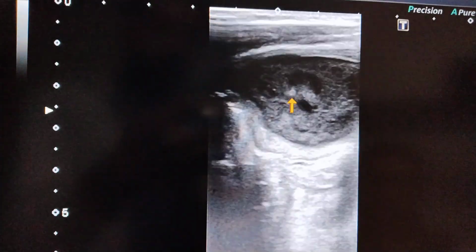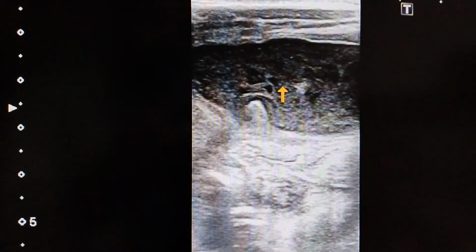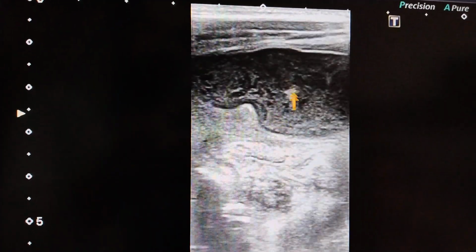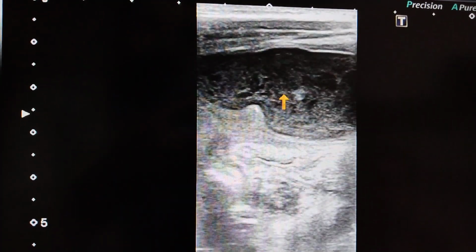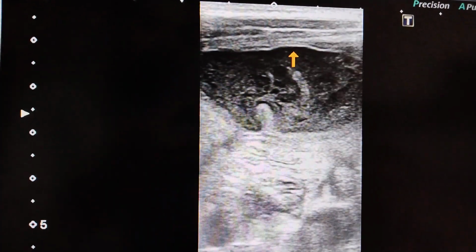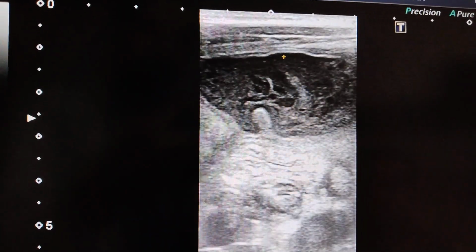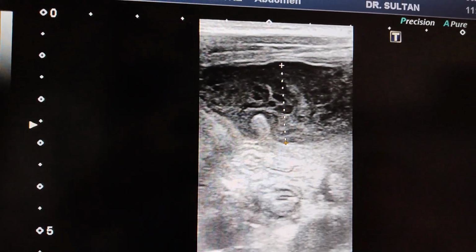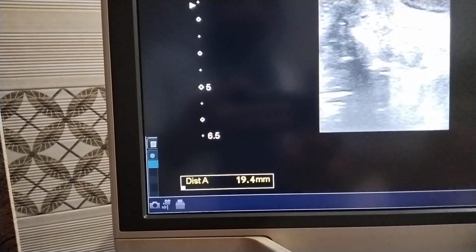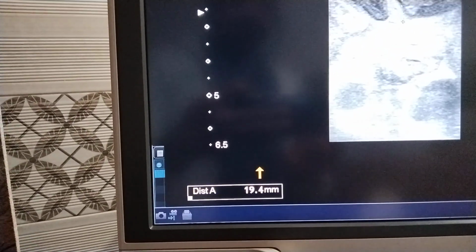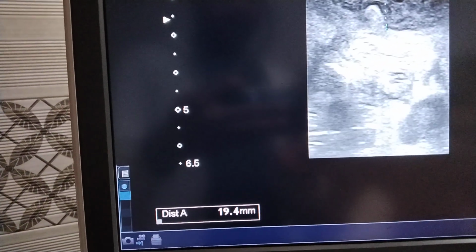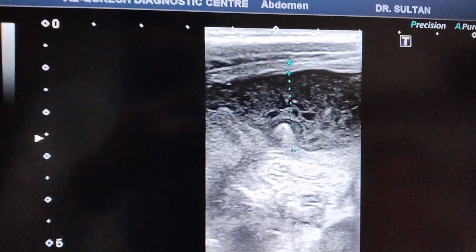So look at the shape of the appendix. It is significantly hypoechoic, and we can't appreciate the lumen of this appendix, and its diameter is very much increased. I can measure it. It is almost 19.4 millimeters. So it is significantly increased. It is like a dilated small bowel. Its diameter is significantly increased.